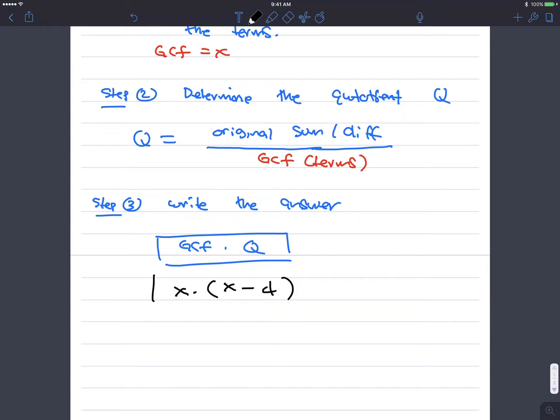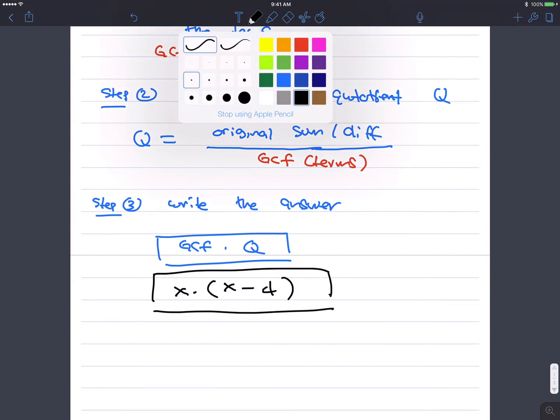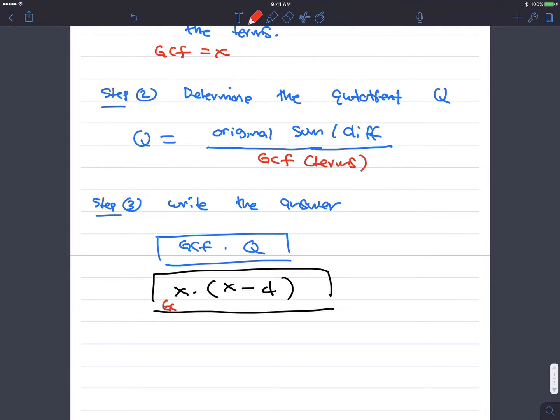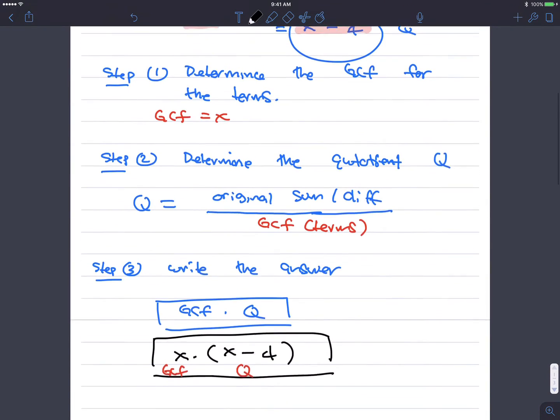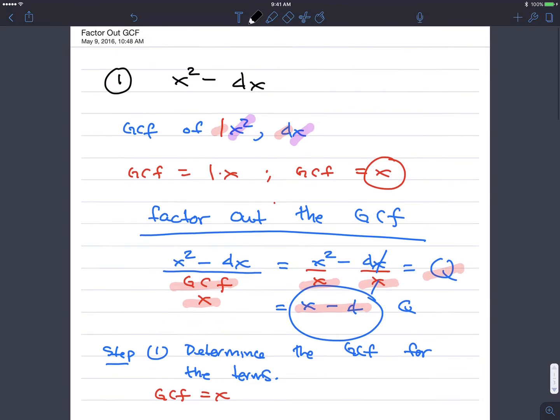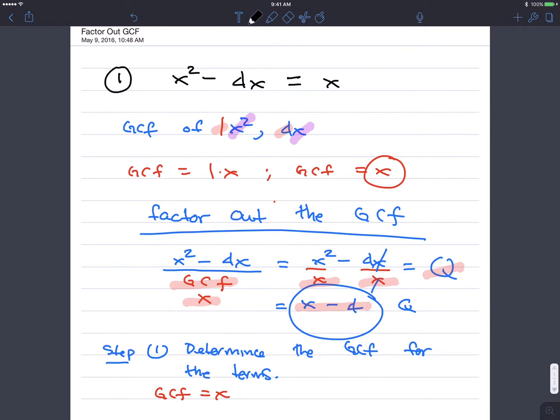You have factored out the greatest common factor. To remind you, here's the GCF. And here's my quotient. So in conclusion, I'll write it again, but it looks like this. This problem is described as x times x minus 4. Okay, these are equivalent. You have factored. Now we're going to do this for all the questions that we have on this worksheet.